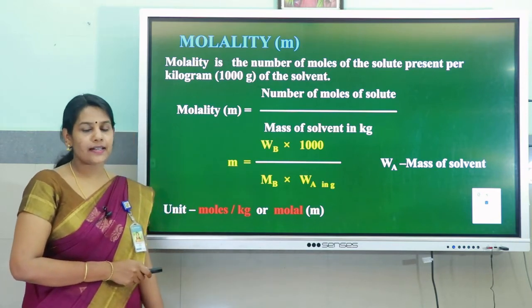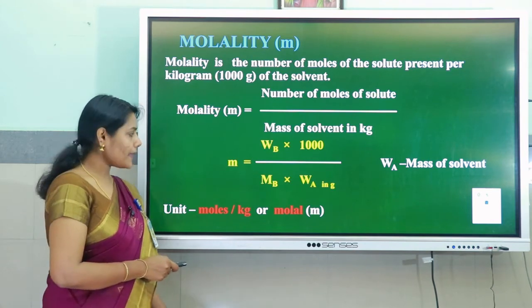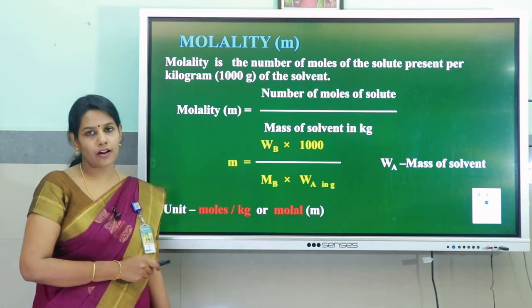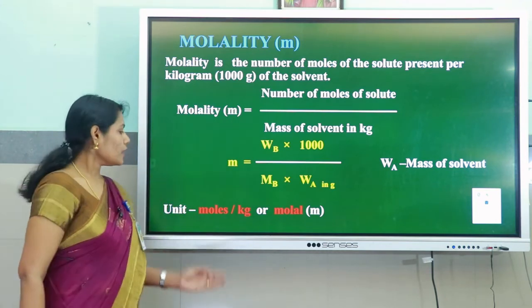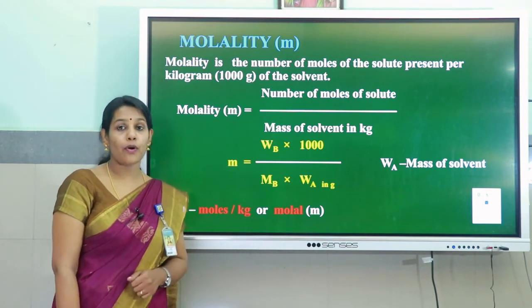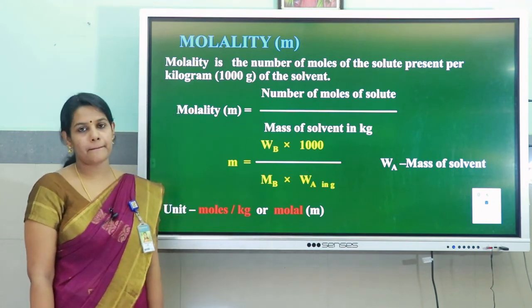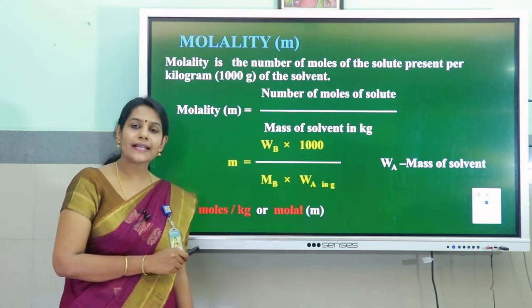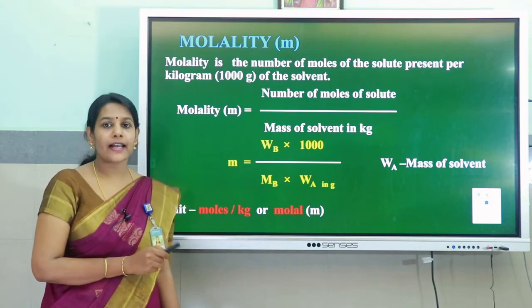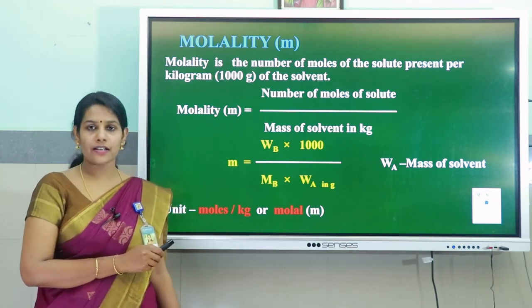So I have already said here B represents solute. So Wb is the mass of solute, Mb is the molecular mass of solute, and Wa is the mass of solvent. The unit of molality is moles per kilogram or molal, which is denoted using small letter m. So to prepare 1 molal NaCl solution, you have to dissolve 1 mole of NaCl in 1000 gram of water. That is 1 molal NaCl solution.